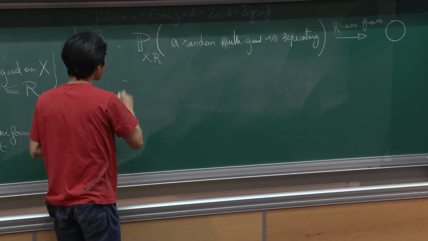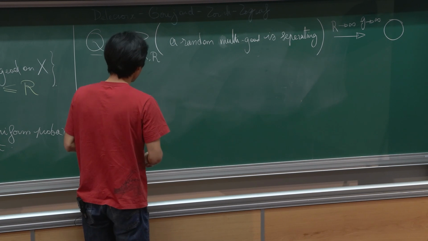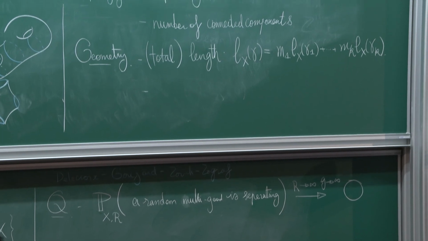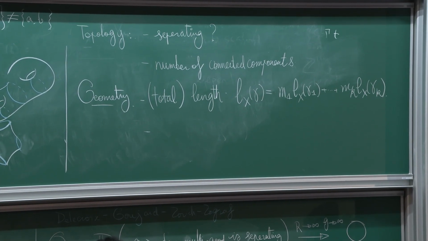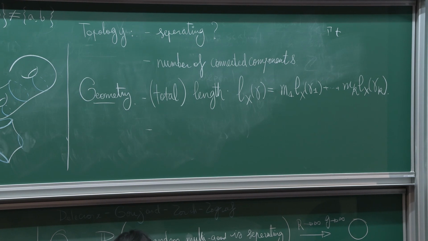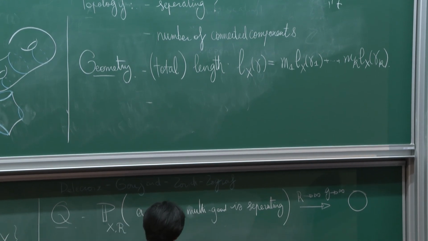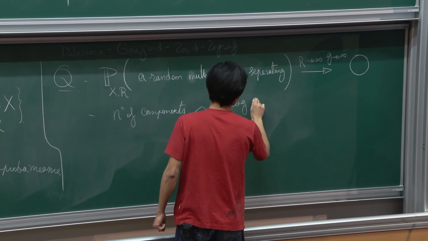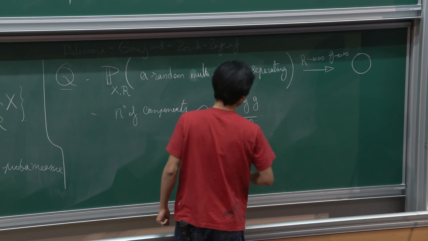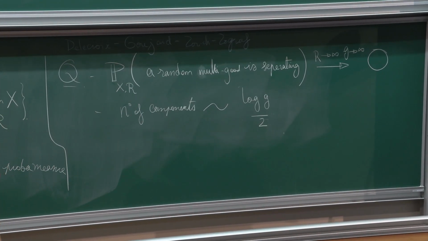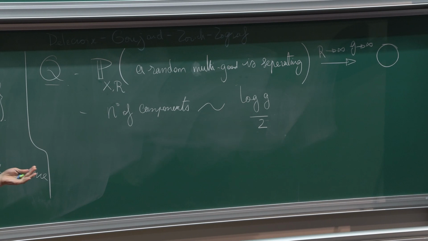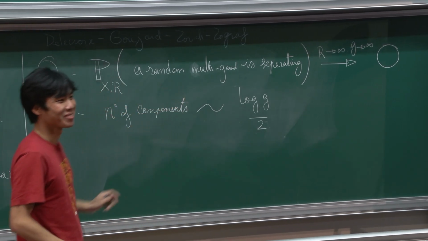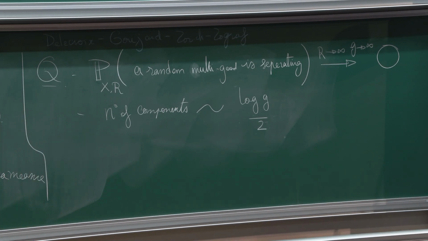And secondly, you can also ask, what about the number of components of such a multi-geodesic? It turns out that this number will be roughly log G divided by 2 when the genus goes to infinity. So you have lots of components, but it's still non-separating. So it's sort of funny stuff.